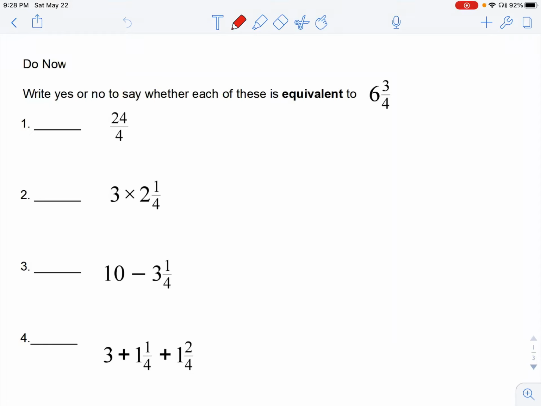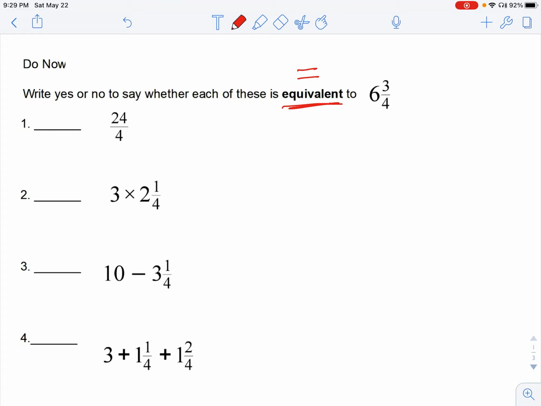Hi mathematicians, I want you to try the problems in these do now. It says write yes or no to say whether each of these is equivalent to 6 3/4. And that word equivalent we know means equal. Even has equal right in there. So go ahead and pause the video, try them out, play back when you're ready to see the answers.